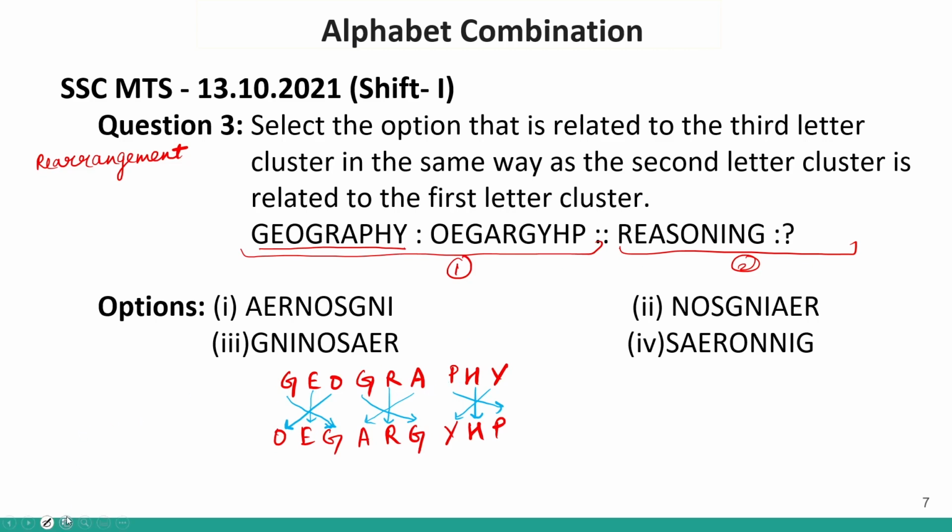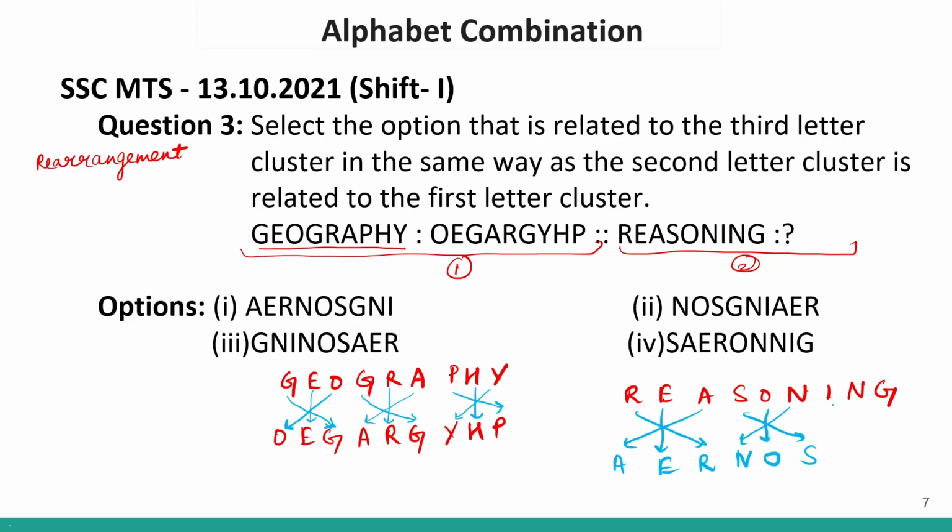So let us do the same thing for reasoning. For reasoning it will be REASONING. Correct? So A will come over here, R will come over here and E will come over here. So A, E, R. Correct? Then N will come over here, S will come over here and O will remain the same. Then G will come over here, I will come over here and N will remain the same, right?